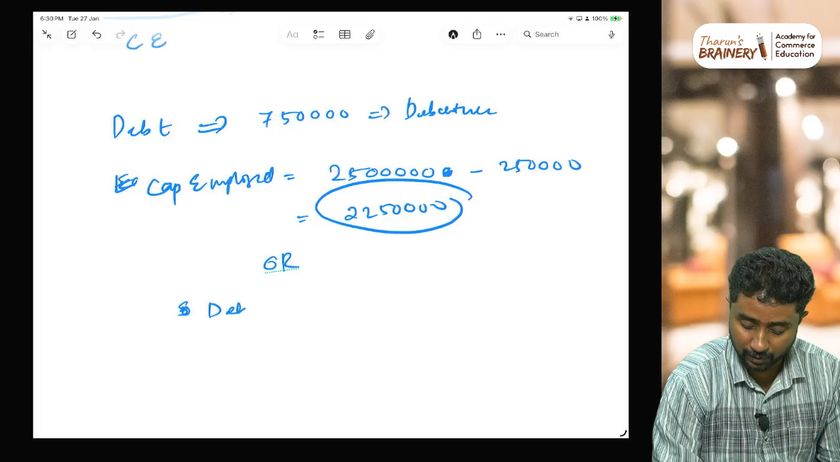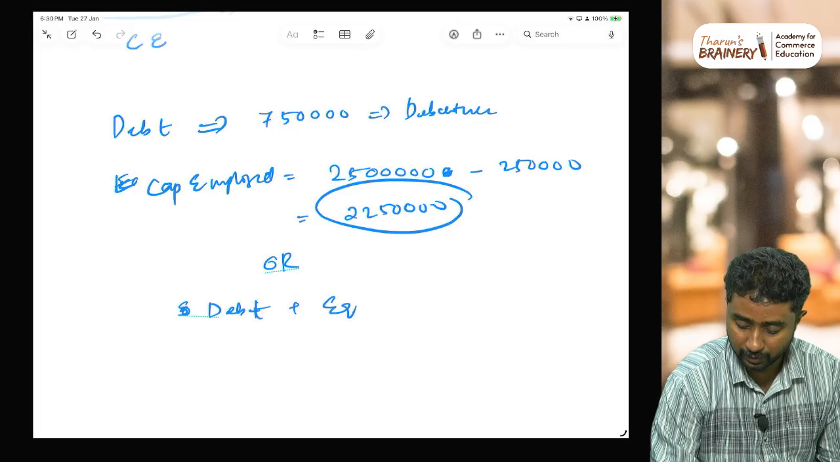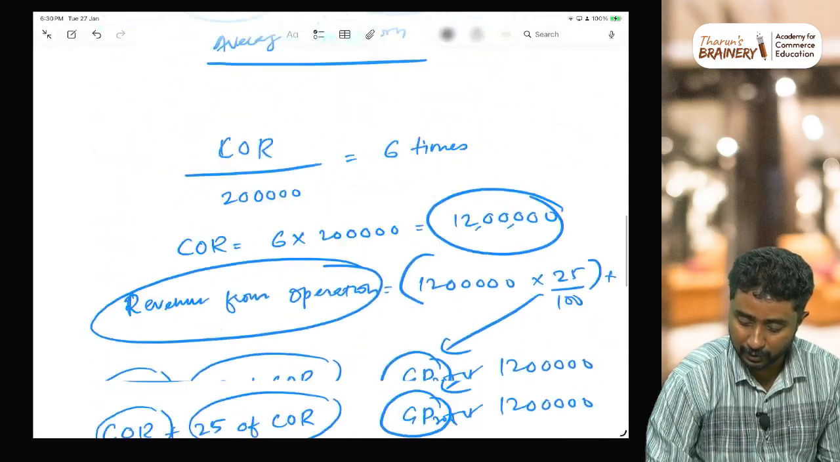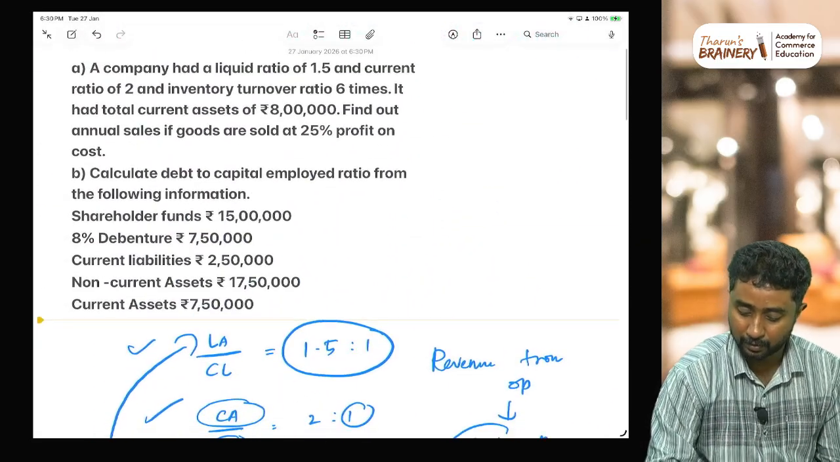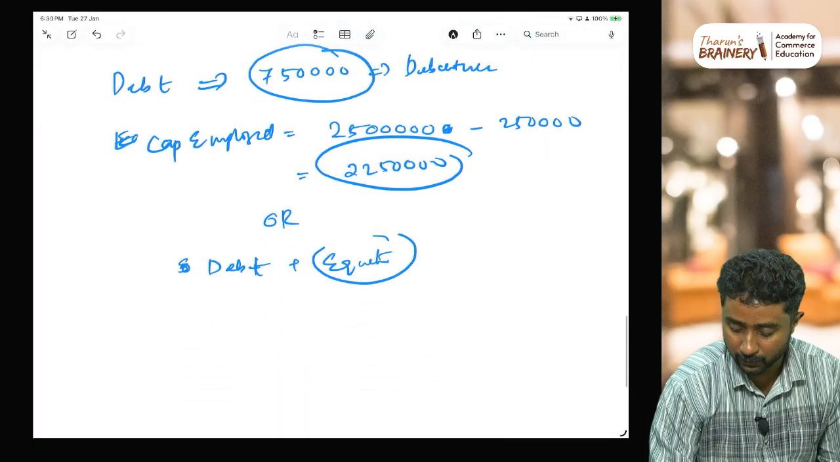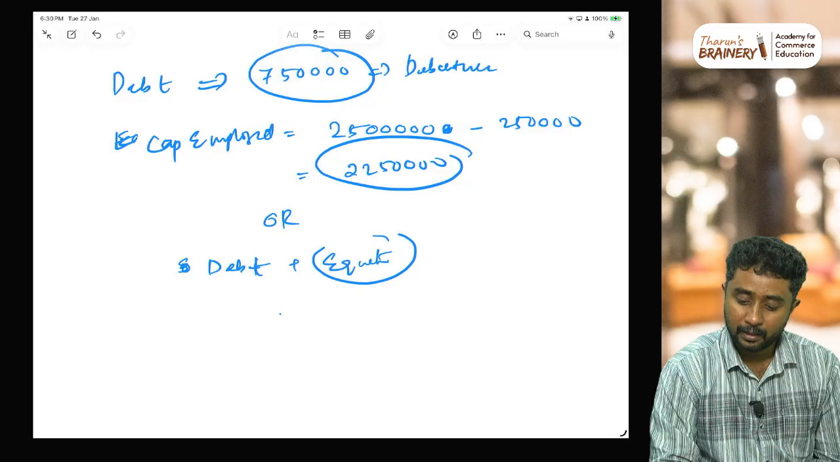Sorry, capital employed is debt plus equity. Debt is how much? 7,50,000. For equity, the only equity-related value available is shareholders' funds, 15 lakhs. Equity is the other name for shareholders' funds, right? So when you add these two, how much will you get?